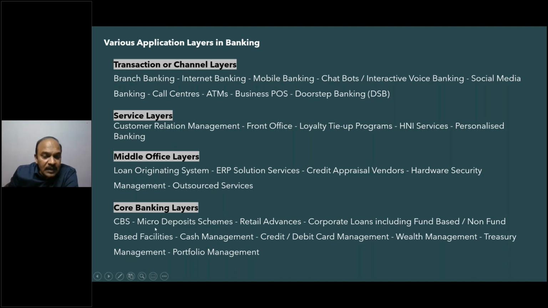And the core banking is where your entire banking activity happens. These are all the transactions in terms of transfer of money or exchange of currencies or whatever it is. But this is where you have retail advances, corporate loans, funding, fund-based, non-fund-based, cash management, credit, debit card management, treasury management, portfolio management. These are all the core banking layers, and this might be running through CBS commonly, that is integrated, or they might have separate modules for each.